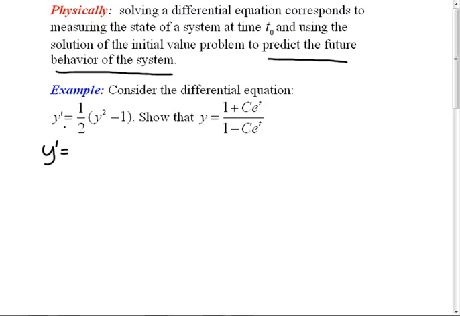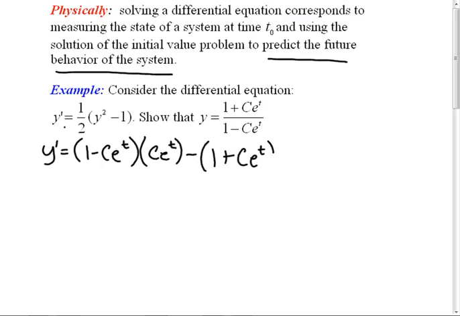Do you remember how to do this? Quotient rule: the denominator times the derivative of the numerator, which is c e to the t, minus the numerator, 1 plus c e to the t, times the derivative of the denominator, negative c e to the t, all divided by the denominator squared.